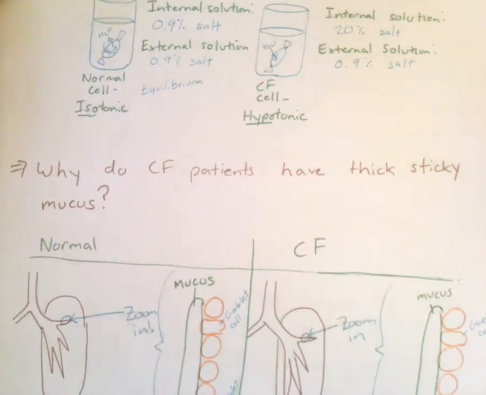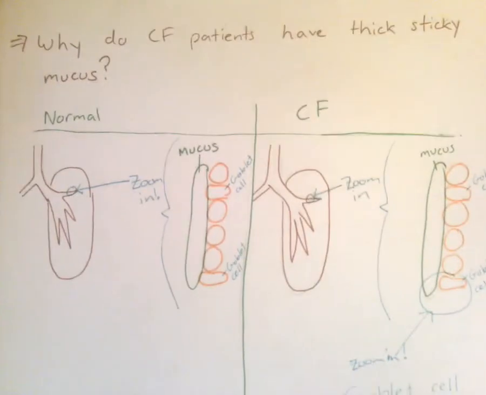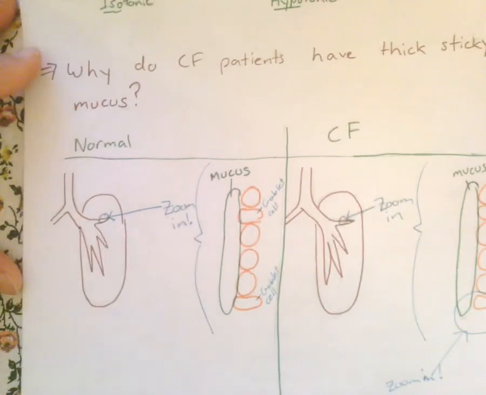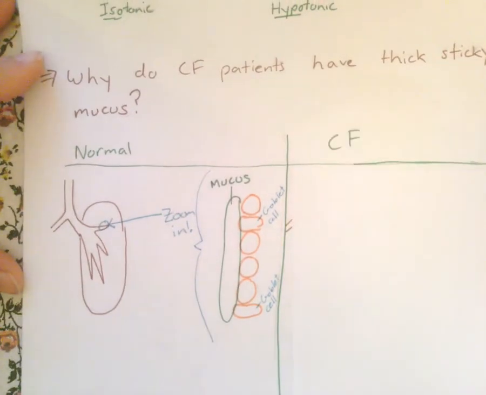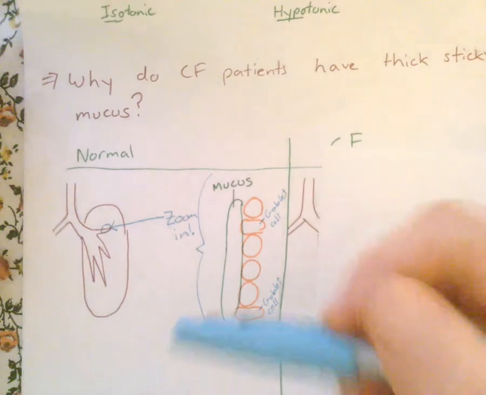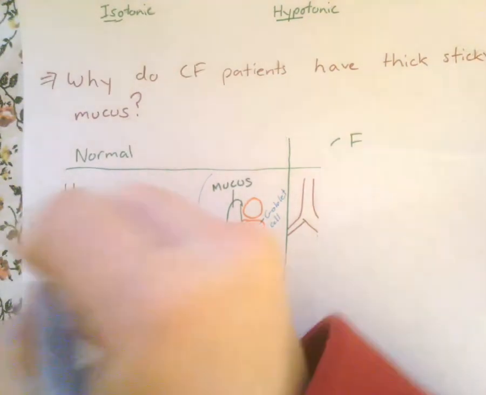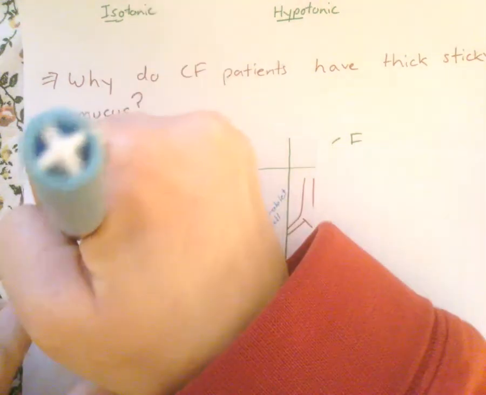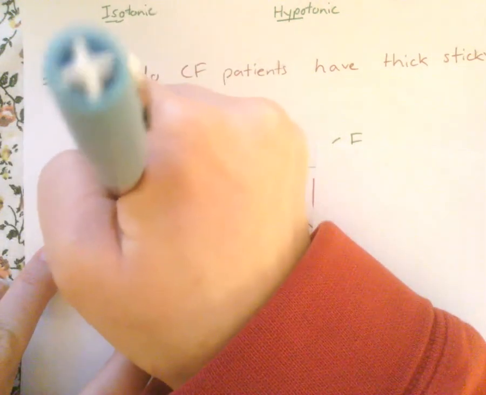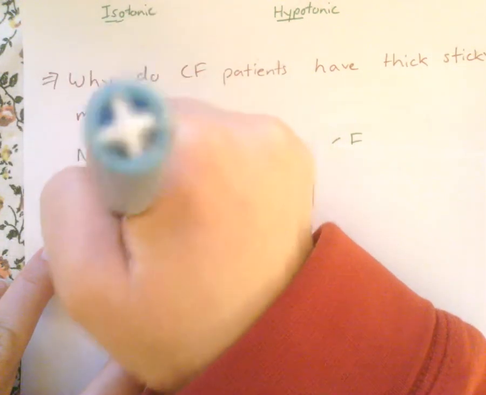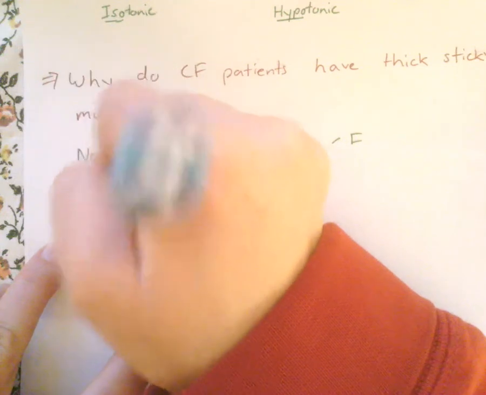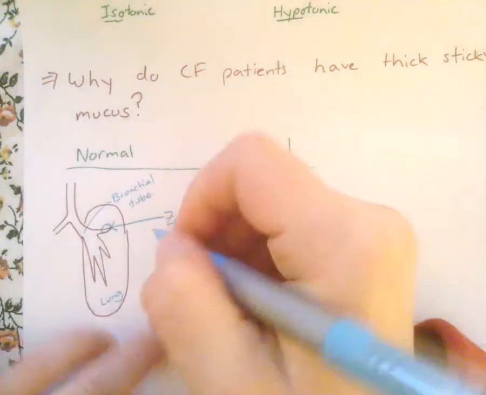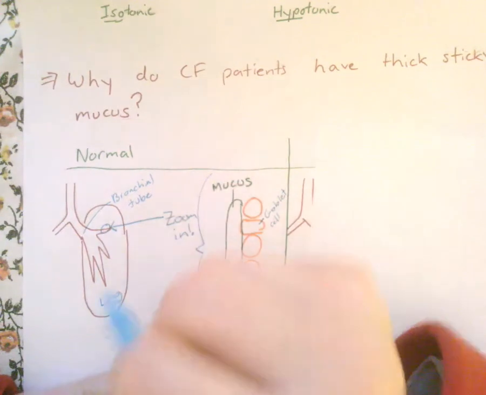So let's take a look again. This should look familiar. We'll start on our normal side, so we'll just cover this side up. We're going to look right at our normal cells. If we zoom in, this is supposed to be my lung, and this is supposed to be my bronchial tubes. So we're looking at the zoom in of that bronchial tube.